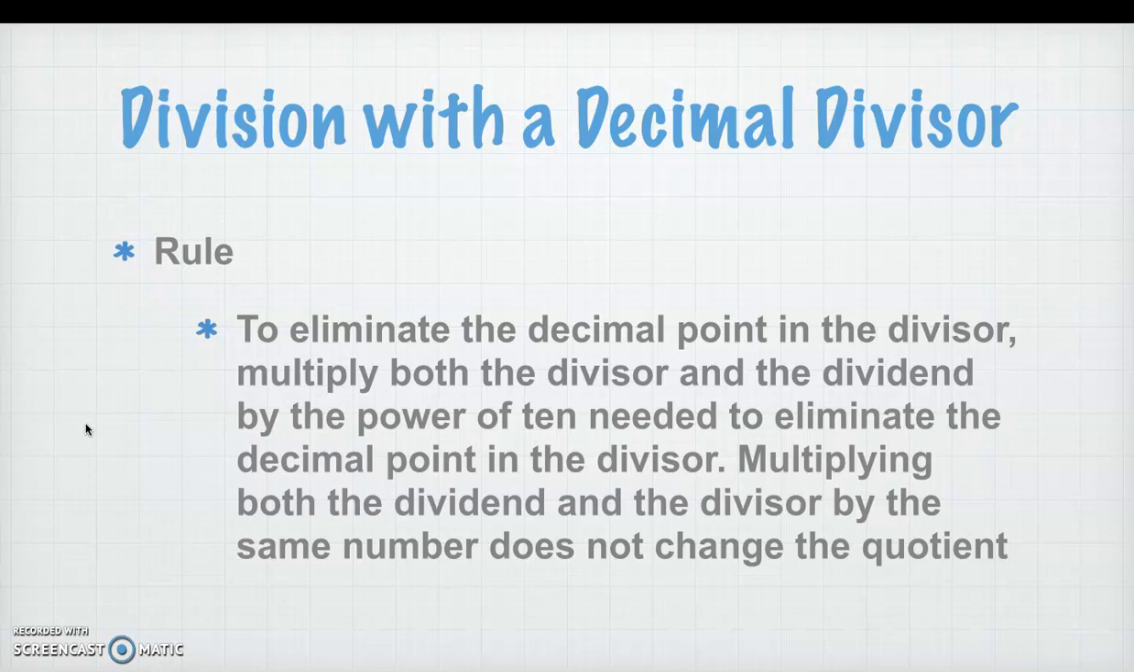So it says multiply both the divisor and the dividend by the power of 10 needed to eliminate the decimal point in the divisor. Multiplying both the dividend and the divisor by the same number will not change your answer. Now let's go and move on to an example because some of you are confused. What do you mean with multiplying? What do you mean with eliminating that decimal point? So let's go and move on to an example.